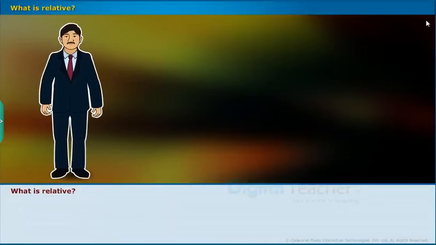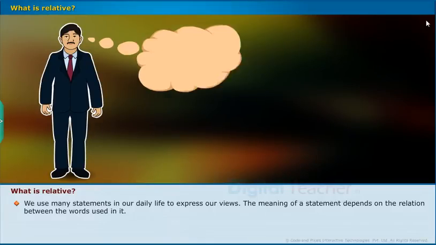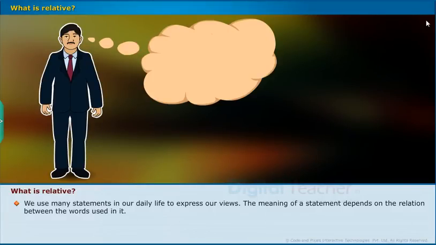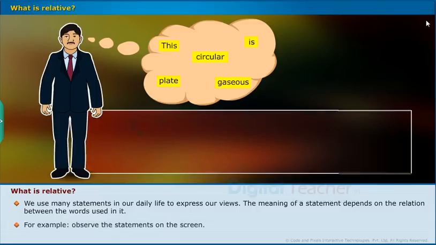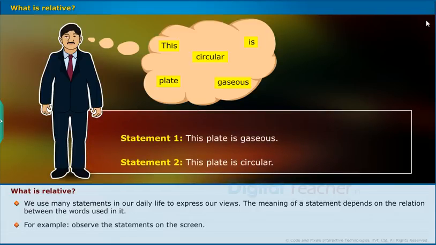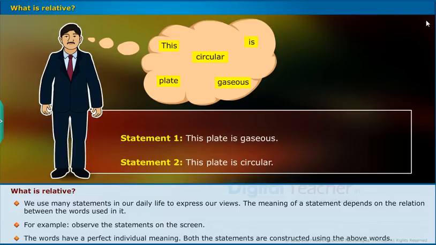What is relative? We use many statements in our daily life to express our views. The meaning of a statement depends on the relation between the words used in it. For example, observe the statements on the screen. The words have a perfect individual meaning. Both the statements are constructed using the above words.